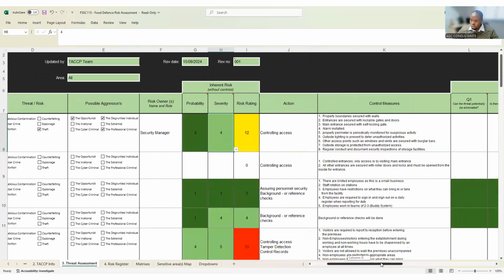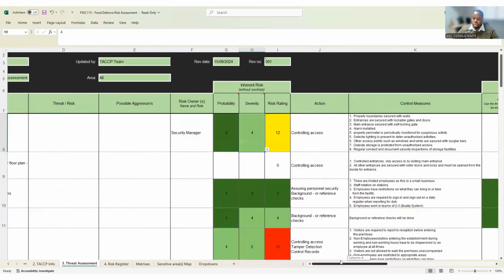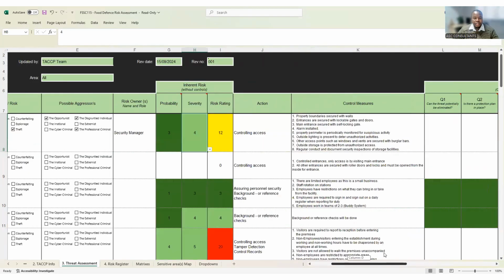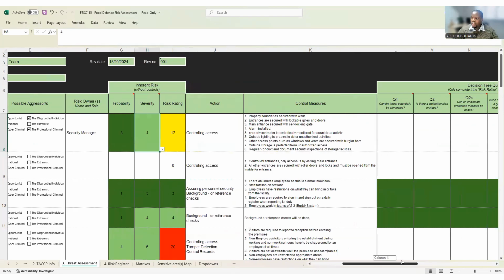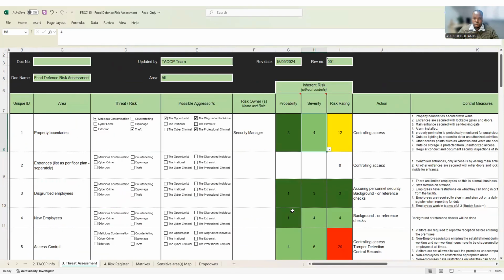Then once we have got controls, we go on and do a thorough assessment again, looking at the control measures as well as taking it through a decision tree. So this is how you will do a threat assessment. But fundamentally, you look at the different types of threats that could be present in that area, identify who the aggressor is, and then take it through a risk assessment, and thereafter determine what controls you need to implement.